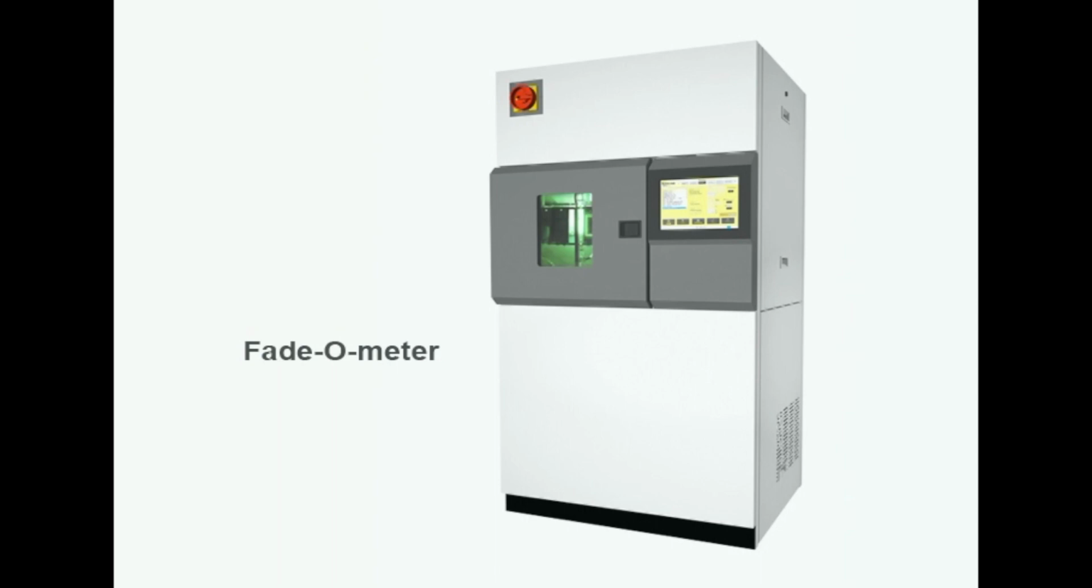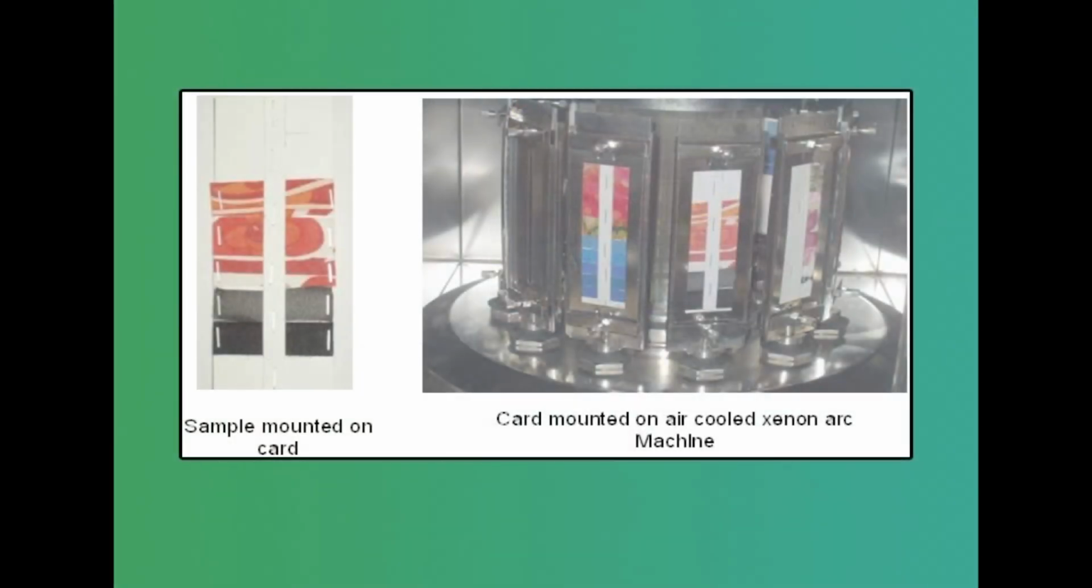A fadometer is an apparatus having very strong electronic lamps, generally xenon lamps or carbon lamps, and the samples are exposed to this light for 40 hours. Finally, the sample is graded by the use of the grayscale or blue wool standards.